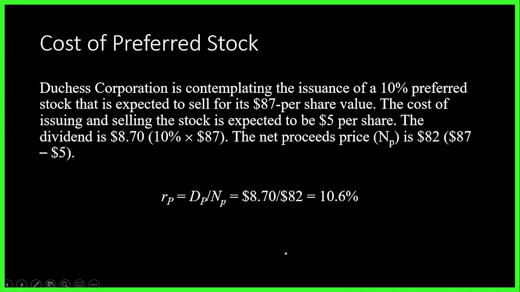Okay. So, ayun. And then, ano pa? You have 87 minus 5. Why? Because you have flotation cost yan, the cost of issuing and selling the stock, which is 5 pesos. So now you have 82. And in this example, you have 10.6%.